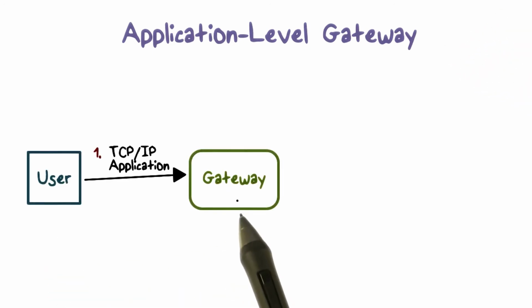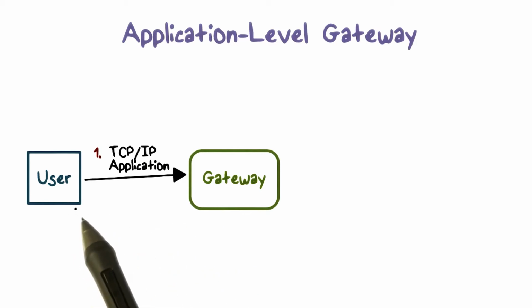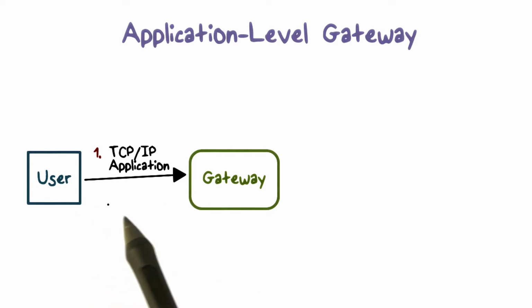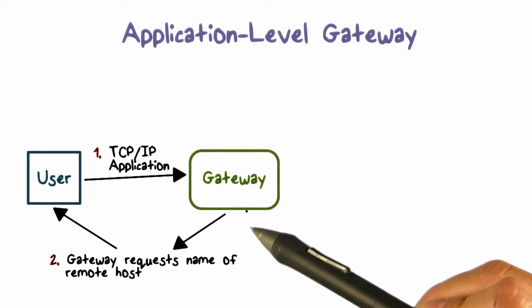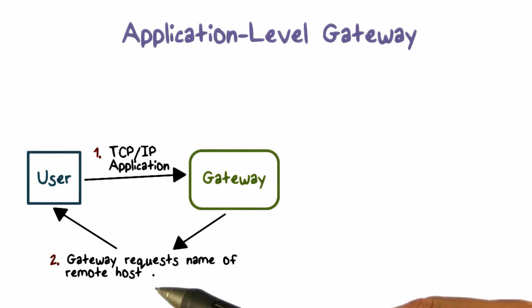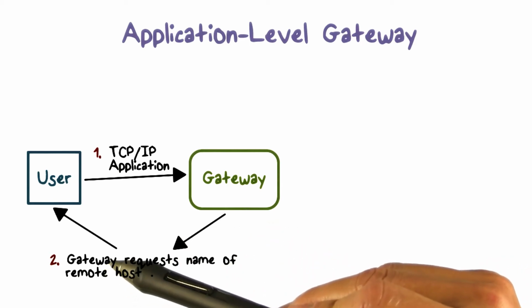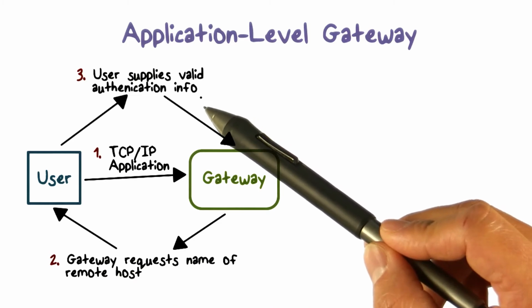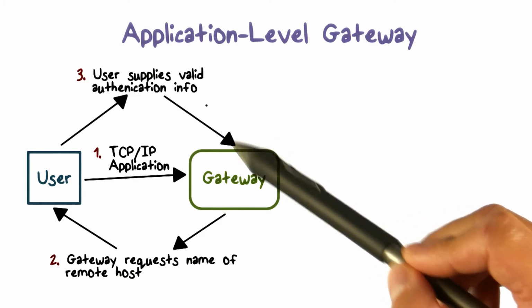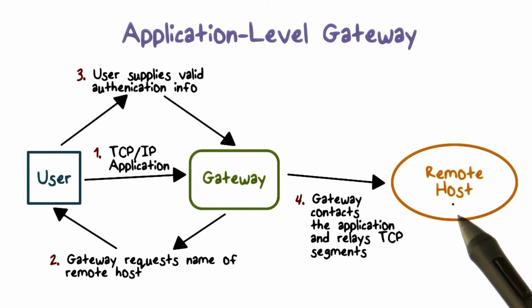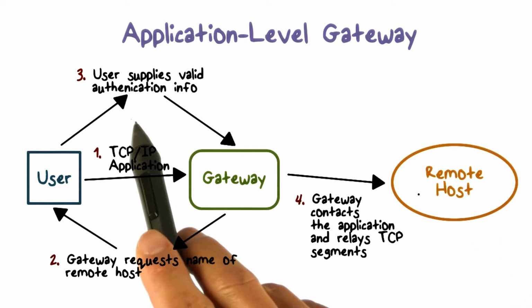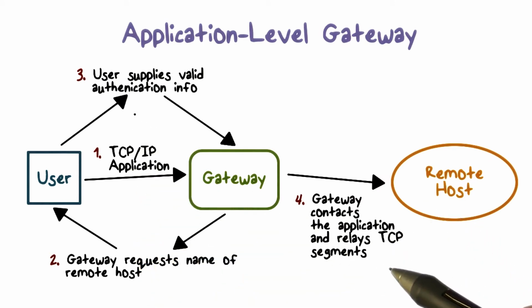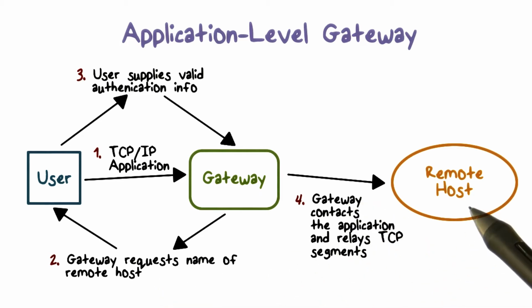First, the user contacts the gateway using an application such as FTP or the browser. The gateway then asks information such as the name of the remote server, the user login information, and so on. The user then provides the valid authentication information to the gateway. The gateway then contacts the external server and provides the valid user authentication information. In other words, the gateway acts as the user to the external server.